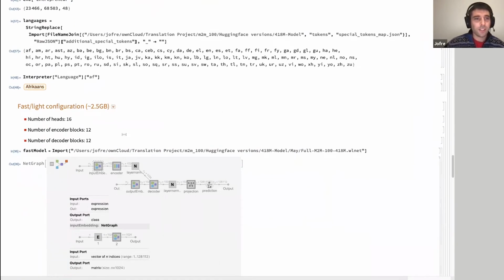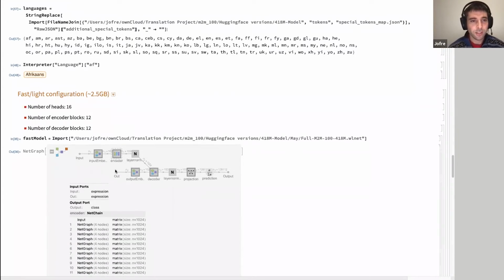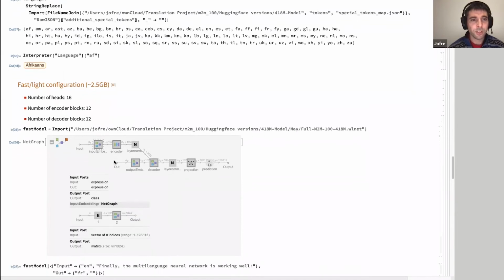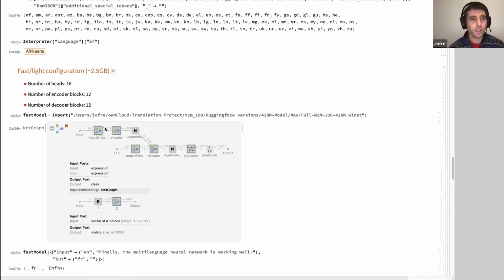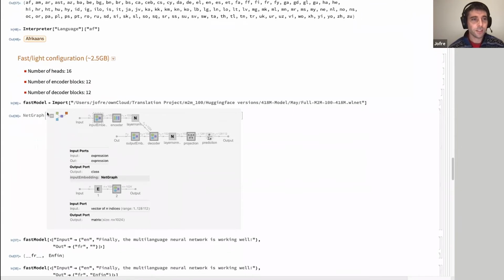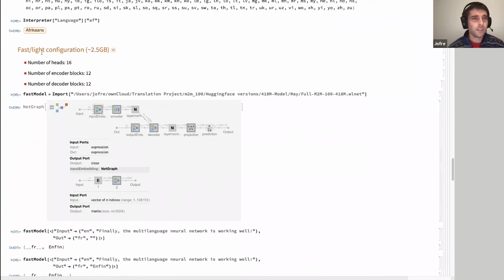And basically, what we were doing was to create the same architecture that they used for the model, and then we loaded the weights and biases into it. So we now have a Wolfram Language version of the transformer, which is this one here, and this is the small configuration.